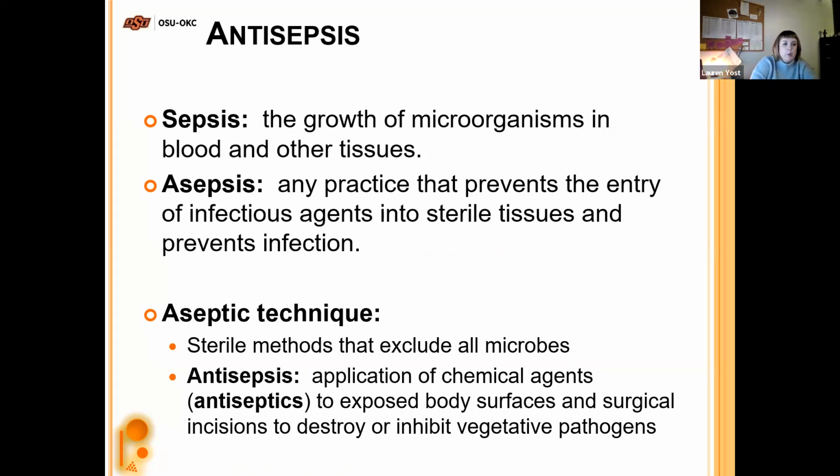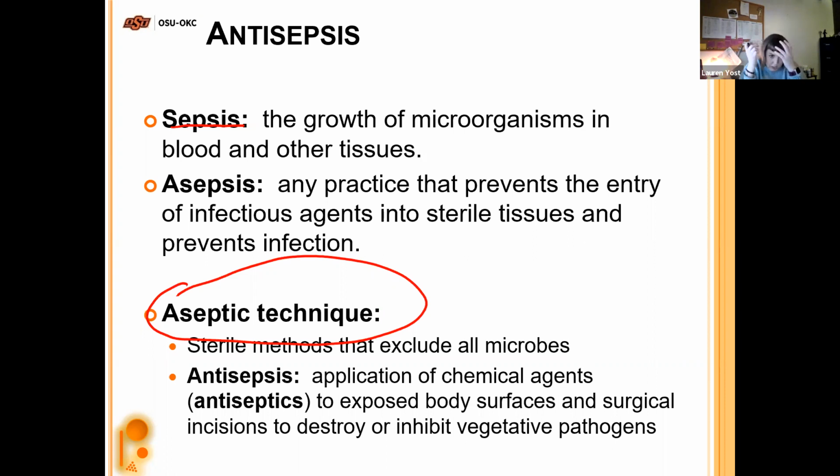So sepsis, that's a term to break it down. Sepsis is the growth of microorganisms in blood and other tissues, whereas asepsis is any practice that prevents its entry. So when we talk about aseptic technique, even in the lab, we're talking about sterile methods to exclude all microbes, as sterile as we can possibly manage. And anything that prevents contamination or cross-contamination is aseptic technique. It's promoting preservation of sterility.